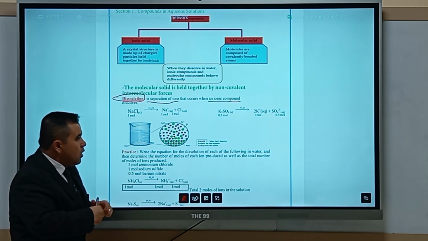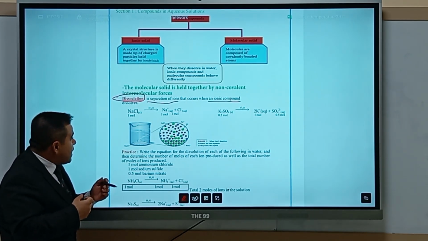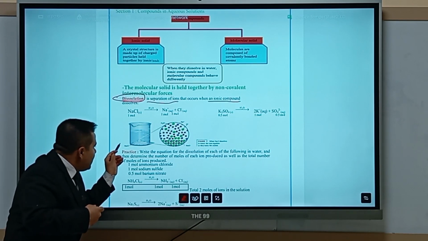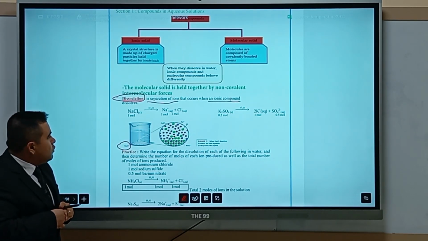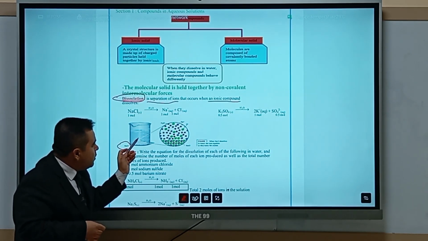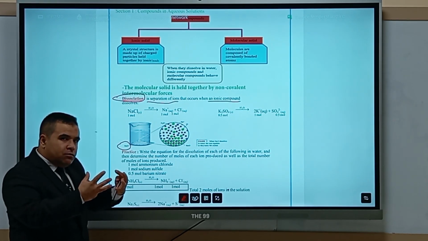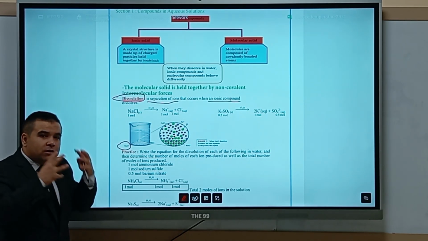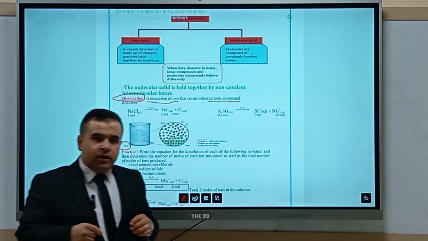of ions. Why do we say separation of ions? Because, guys, as we add, for example, NaCl, here is a salt, into the aqueous solution, it separates. Prior to the addition, the compound is made of charged particles.